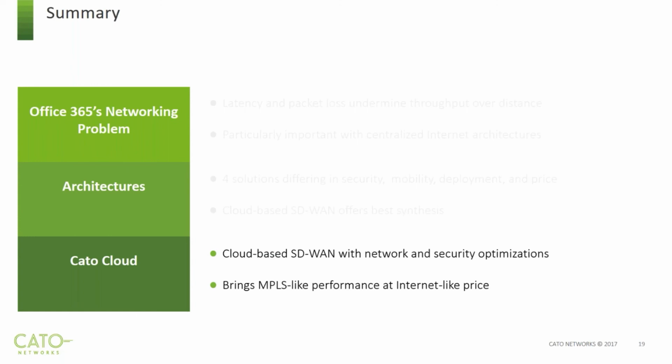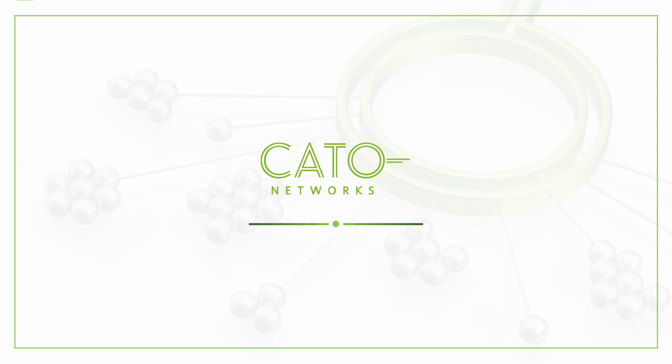You wouldn't then have to deploy appliances out there or backhaul the traffic to a central security access point. You'd be able to give them direct native access to the internet and have the traffic secured by the Cato Cloud. It gives you MPLS-like performance at internet-like prices.